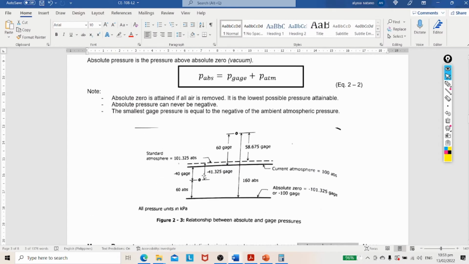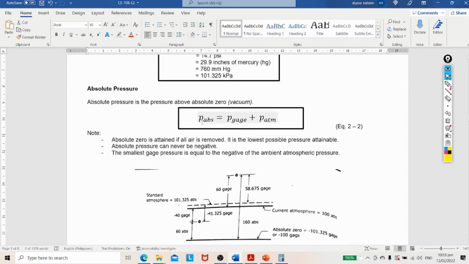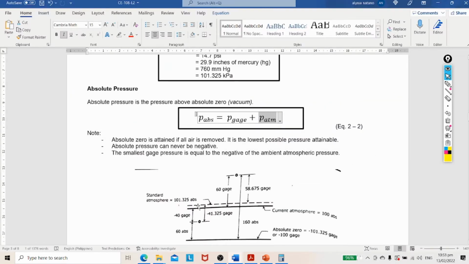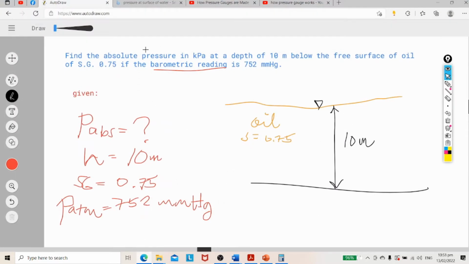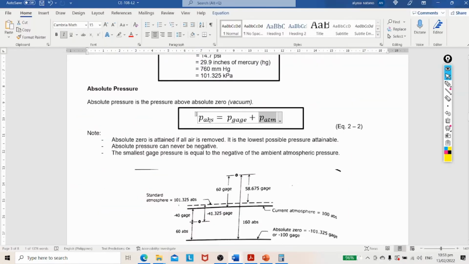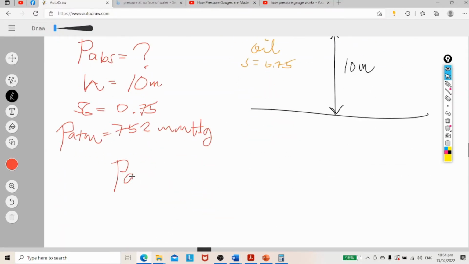So, recall that the formula for absolute pressure is equal to gauge pressure. Gauge pressure meaning that is the pressure due to the liquid itself, or in this case, due to the oil itself, due to the gamma or unit weight of oil. Tapos, si P atmospheric is the reading na nga nitong kung ano man itong surface ng oil na ito. So, nagkaroon tayo ng reading na 752. Okay. Ayan. So, paano ba yun? Isa-isahin natin itong formula.